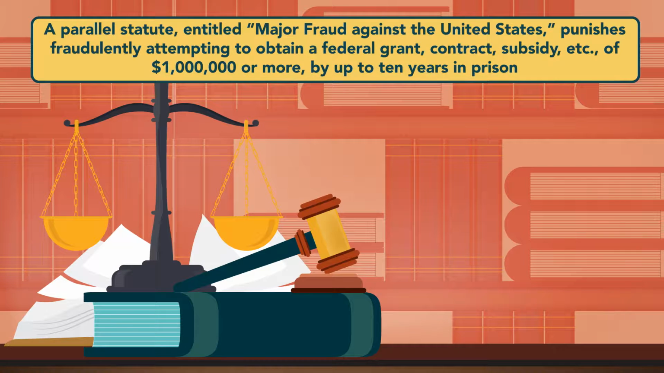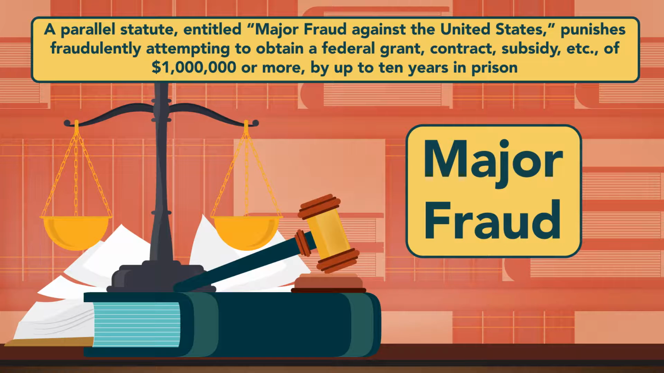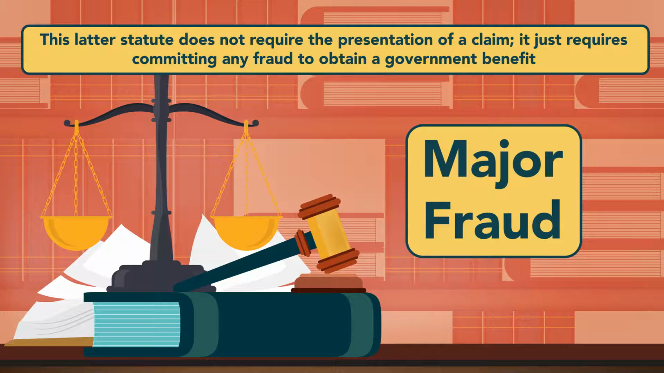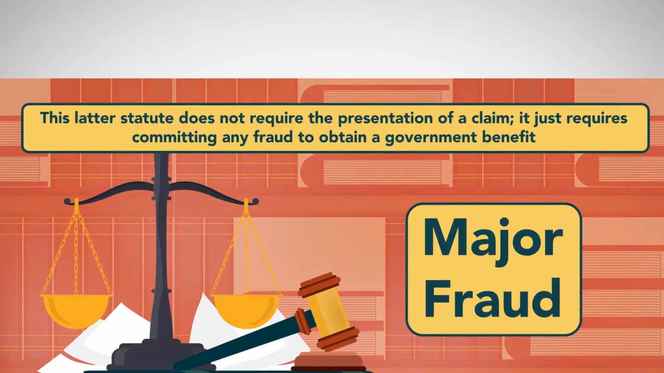A parallel statute, entitled Major Fraud Against the United States, punishes fraudulently attempting to obtain a federal grant, contract, subsidy, etc. of $1 million or more by up to 10 years in prison. Note that this latter statute does not require the presentation of a claim. It just requires committing any fraud to obtain a government benefit.